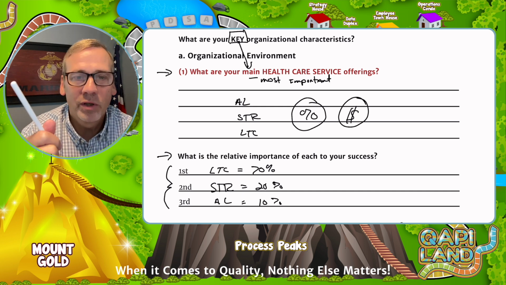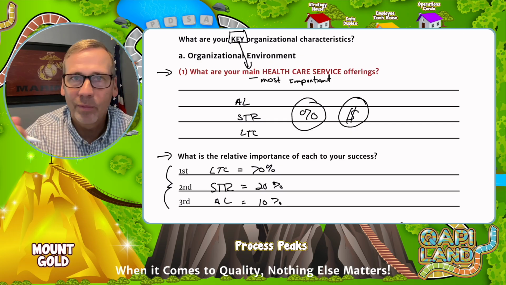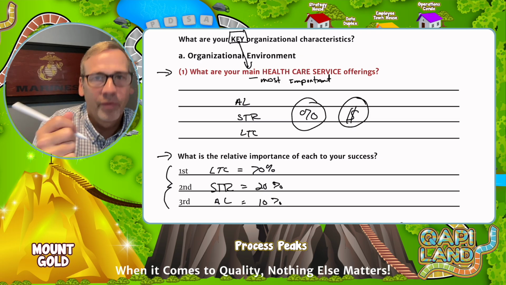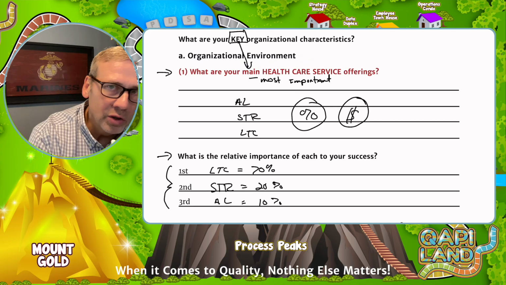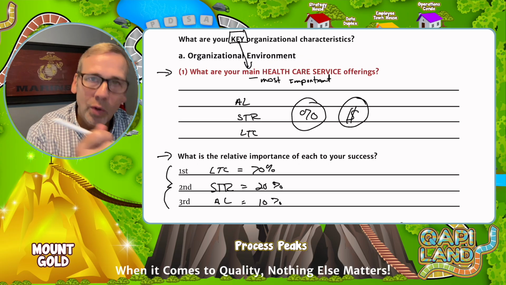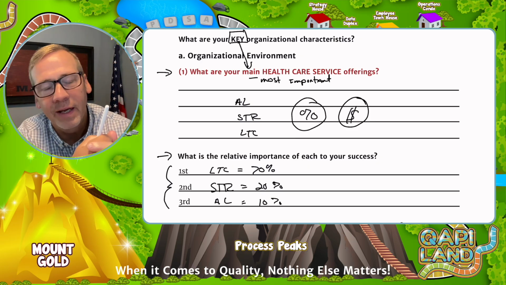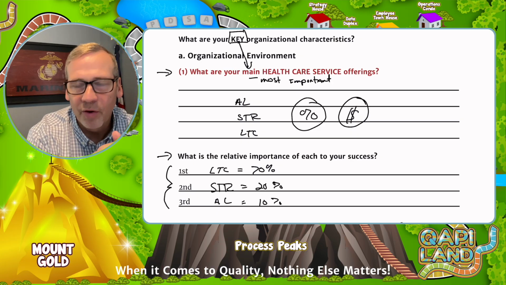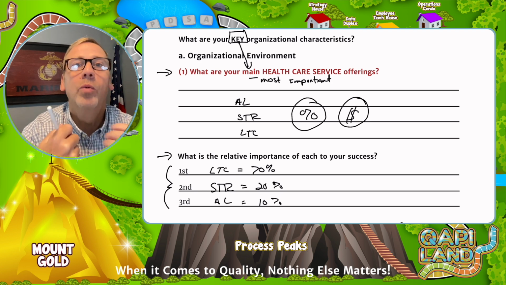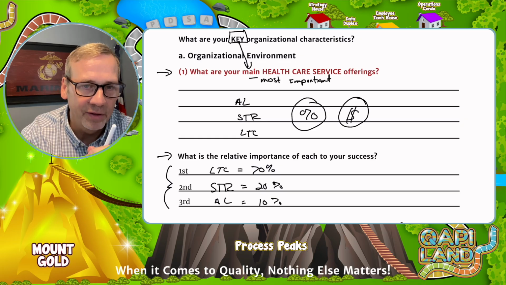This is what we're talking about. We're asking you, what are your main healthcare service offerings and what's the relative importance to each? This is the type of answer we're looking for. Of the three service offerings that we offer, long-term care, which makes up 70% of our population, is our most important. Short-term rehab, which makes up 20% of our population, is the second most important. And finally, our 10-bed AL unit is the third most important at 10%. That's the way that we would, as examiners, anticipate reading this answer. It's the way we'd want you to answer this question.